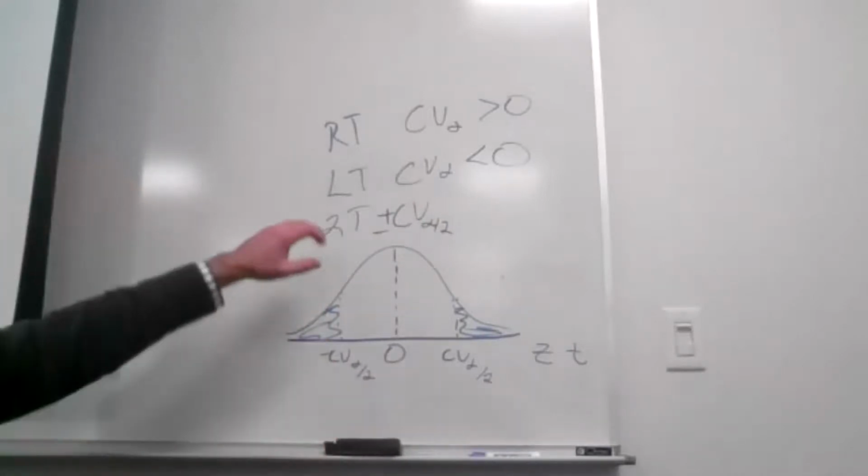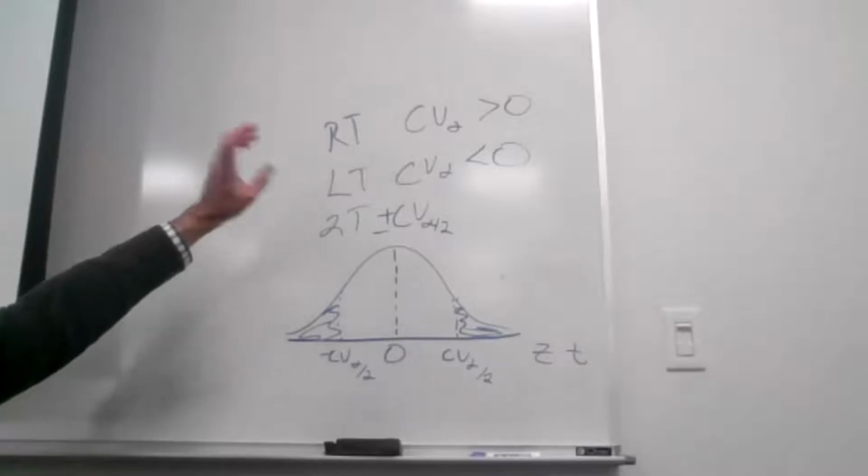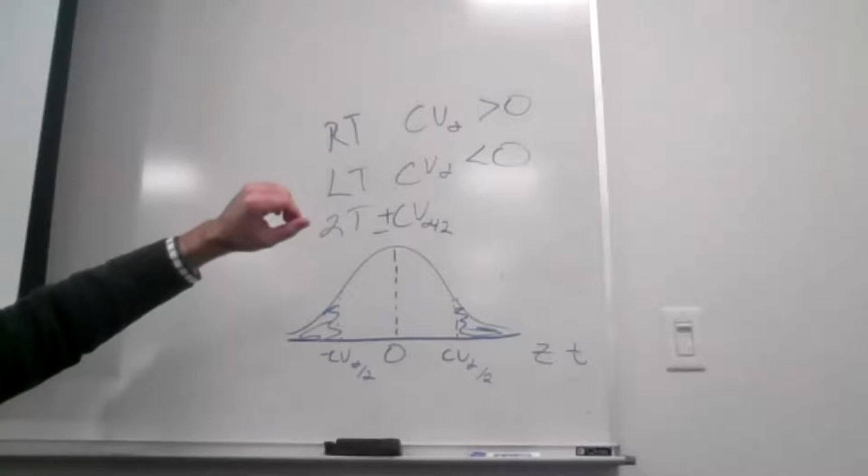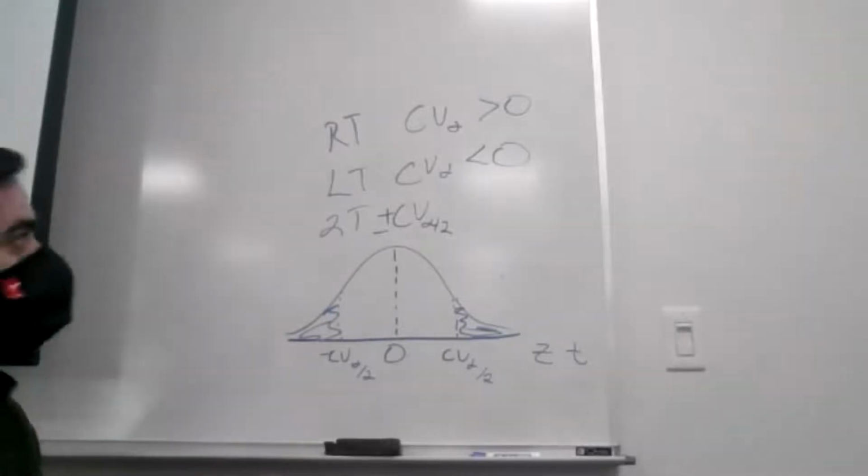So this might be something to have written down going into the exam to help you remember: right-tailed test, I'm finding the area in the right tail, so it's positive critical values; left-tailed, negative; 2-tailed, I have a pair.